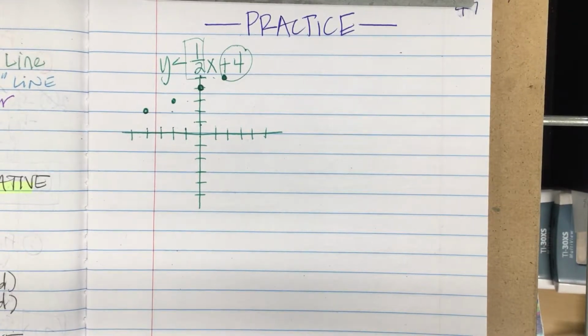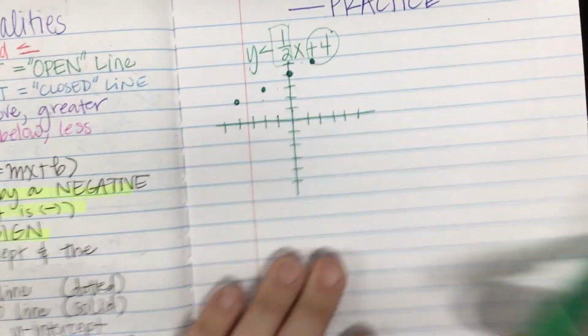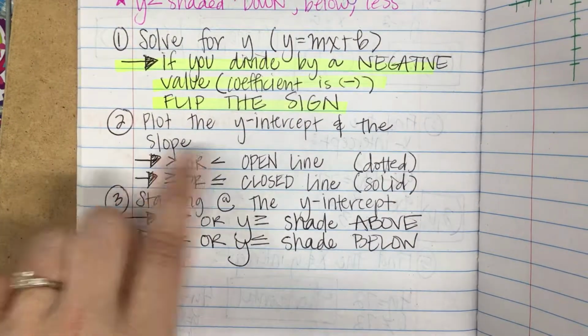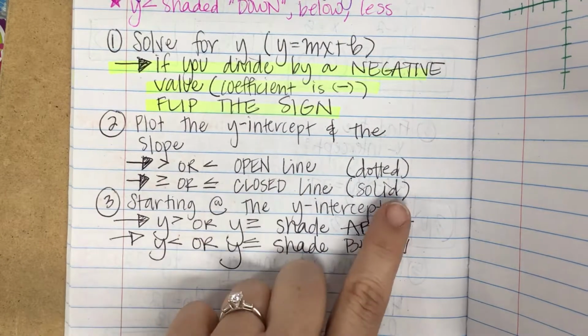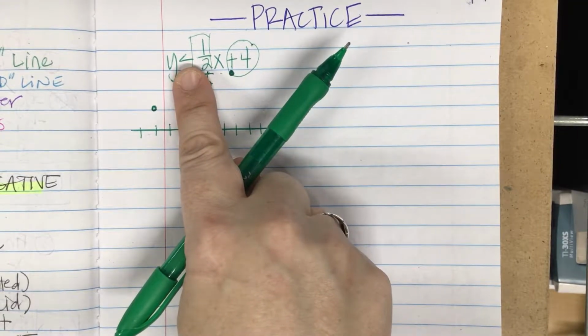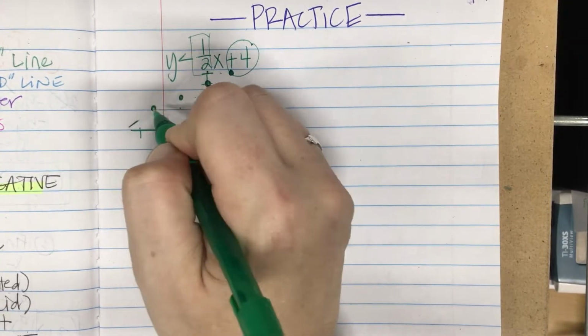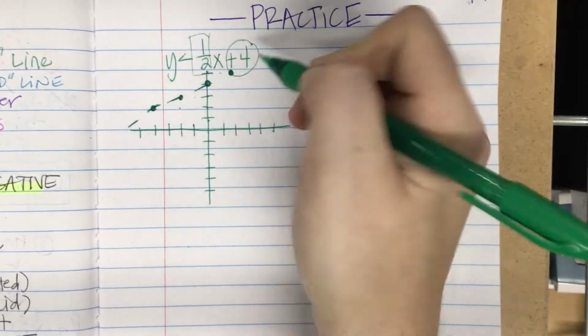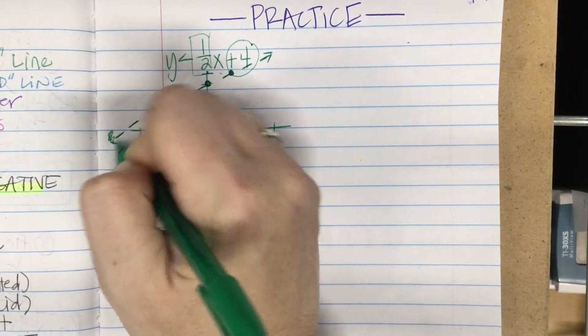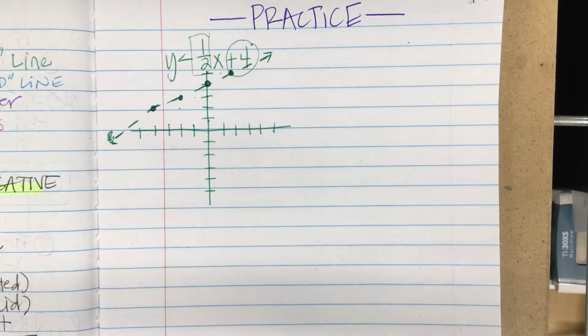So this part is not new. We've been doing this with linear equations, correct? Yeah. The new part is step 2. I plotted the intercept and the slope, but now I need to decide, is it dotted? Is it an open line? Or is it solid? Is it a closed line? Is this going to remain open or closed? Open. So I'm just going to go like this. I'm not making it a solid line. I'm making it an open line. The answer cannot be on this line.